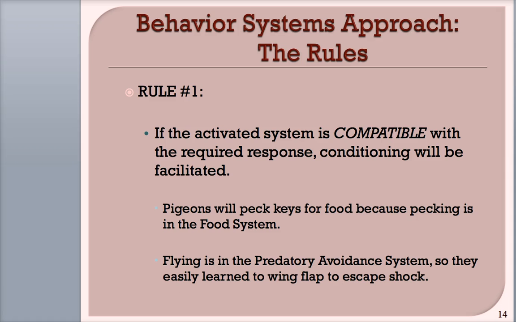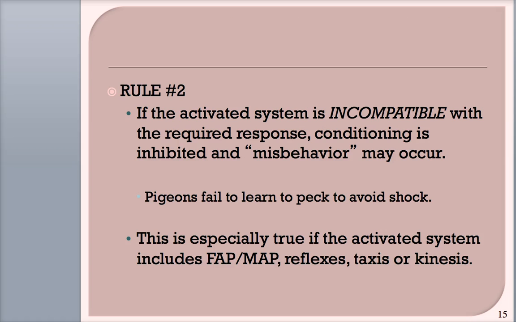So there's two basic rules. One, if the activated system is compatible with the required response, you're going to facilitate learning. Pigeons are going to peck keys to earn food because pecking goes with the food system. Flying is part of the predatory avoidance system, so they're going to learn wing flapping in order to escape something aversive like shock. Rule 2 is just the mirror image of that. If the activated system is incompatible with the response that you're requiring, you're going to inhibit learning, and you're going to get misbehaviors. So in this case, pigeons are going to fail to peck to avoid shock.